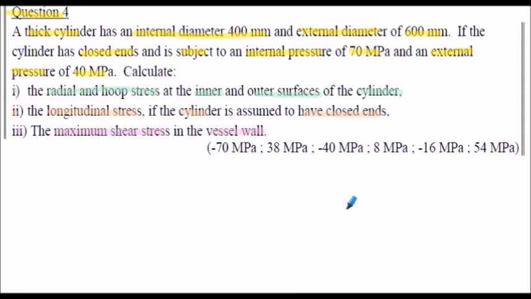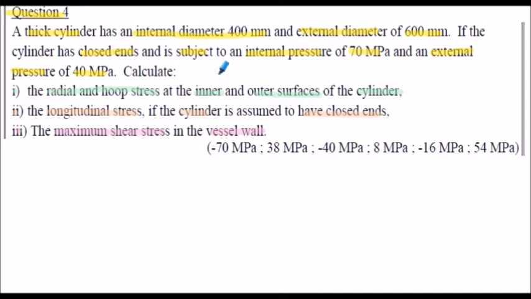So a difference here is that we have an external pressure as well as an internal pressure. The only thing that's slightly different in this particular case when generating our equations is that the radial stress at the inside surface will be negative 70 megapascals, because that's equal and opposite to internal pressure. But notice here we have an external pressure of 40 megapascals. So our outside radial stress will actually be negative 40 megapascals, not 0, which we usually assume when we have no external pressure stated. So that's the only thing that's different in generating the equations.